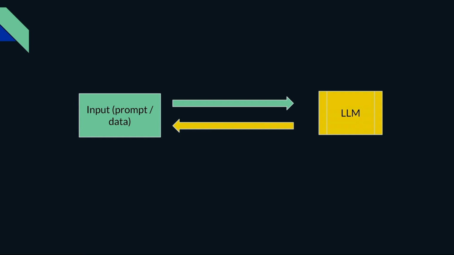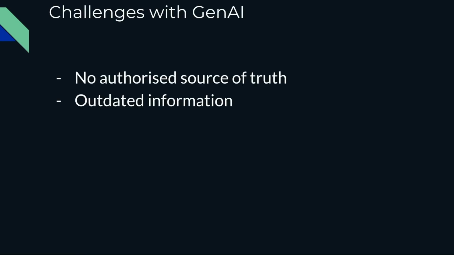Now that's all right, we are getting our content. What's the problem? Why do we need a RAG application? It has some challenges. For example, there is no authorized source of truth. There is no validation that whatever ChatGPT is generating is validated and authorized information or not.